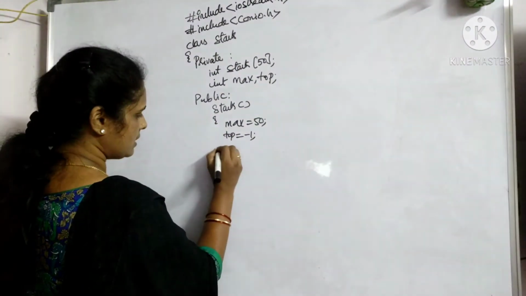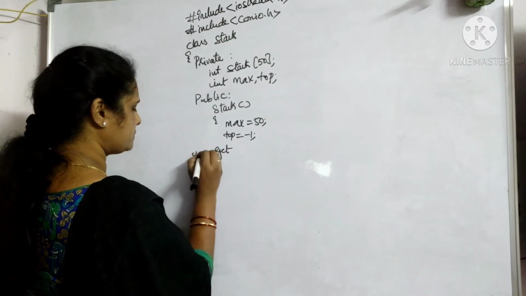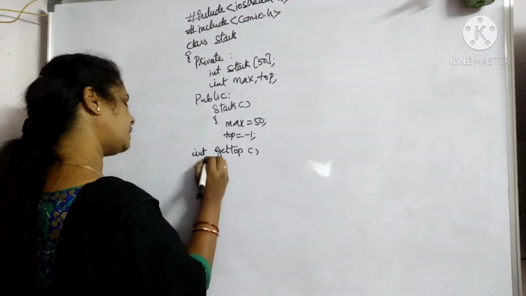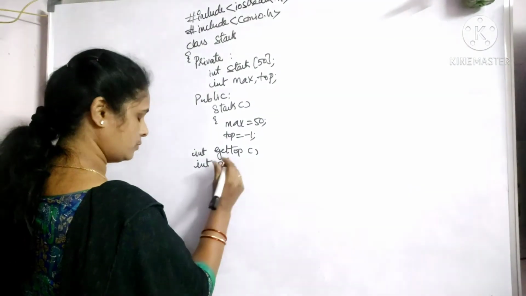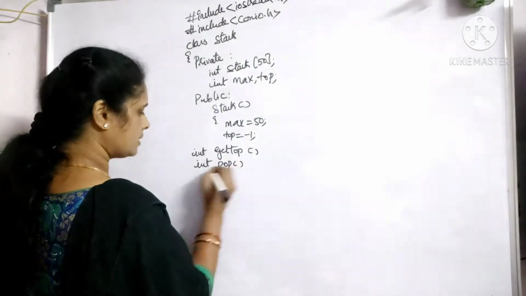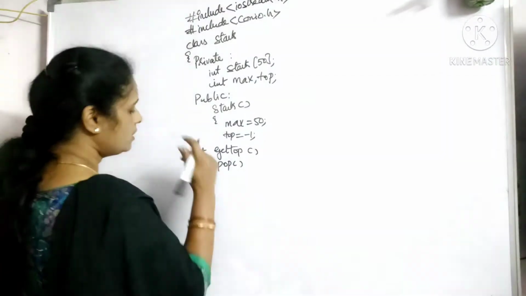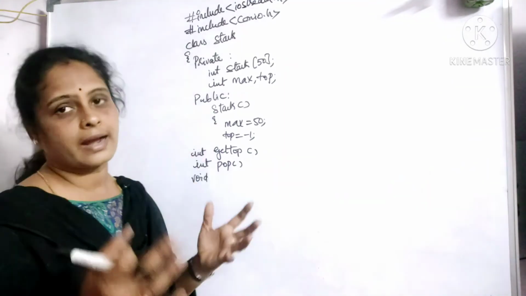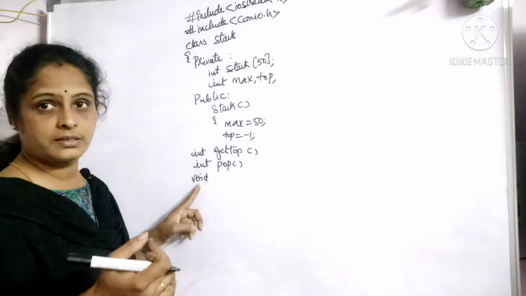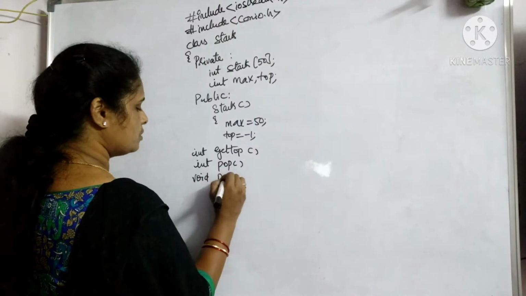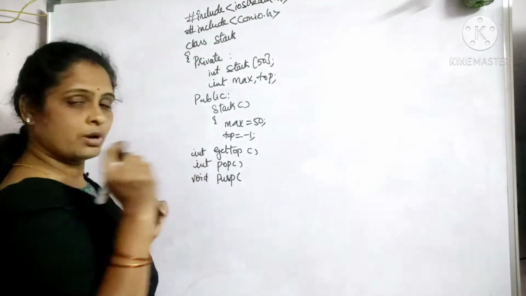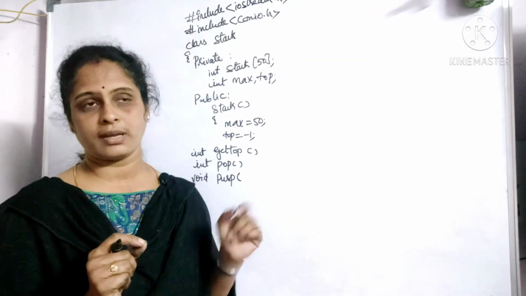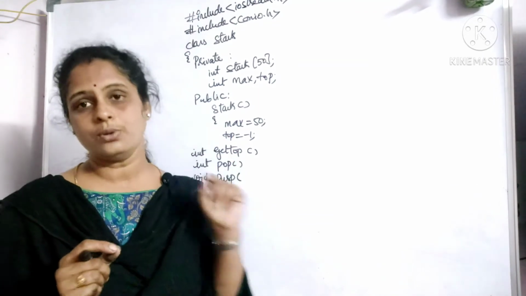We use int get top, then int push, not int pop, then void push. Here when we are pushing an element, it is not going to display anything, simply it is adding an element, that's it. So that is why the return type here will be void. So push here, and when you are adding an element, it will take an argument from you, that is, the element which it has to insert into it.